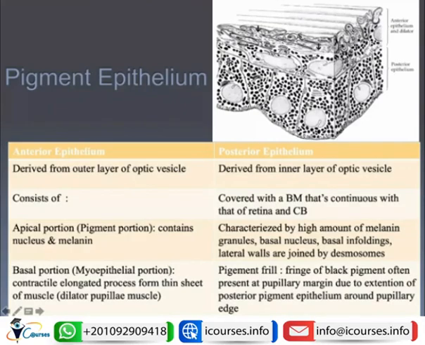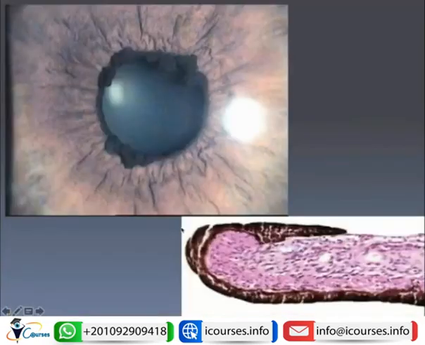While the posterior epithelium is covered with basement membrane that is continuous with that of the retina and the ciliary body, with a high amount of melanin, basal nucleus and basal enfoldings, and lateral walls joined by desmosomes. So this is important in the exam: where is the myoepithelial portion? It is in the anterior epithelium. Where are the basal enfoldings and the high melanin content? This will be in the posterior epithelium.